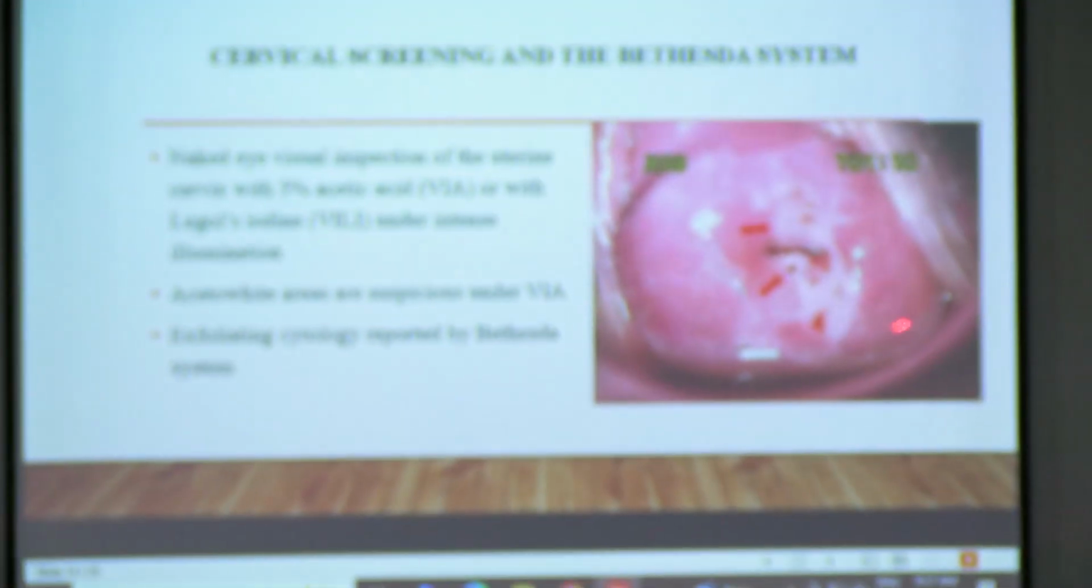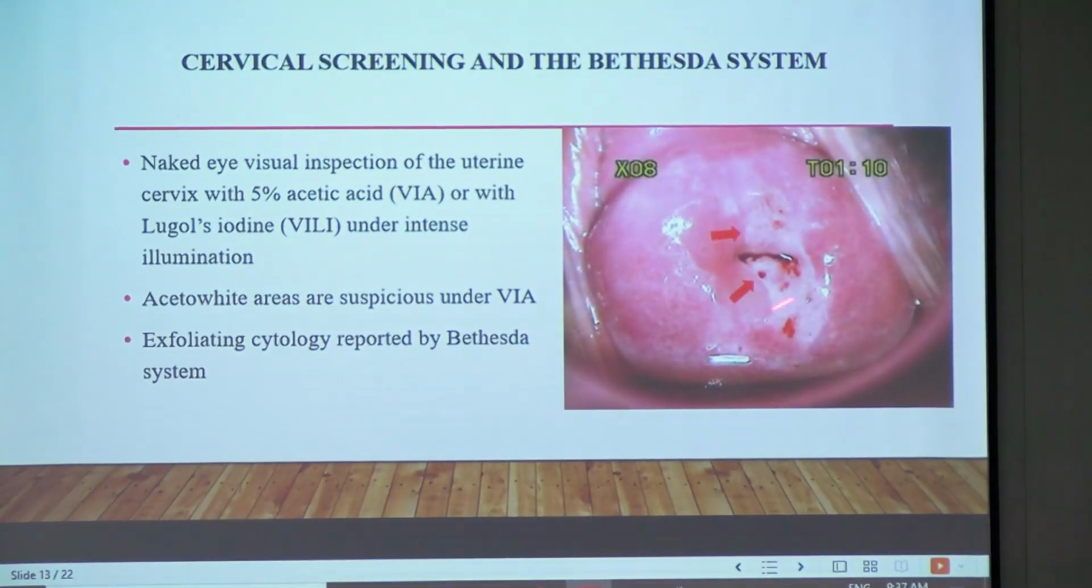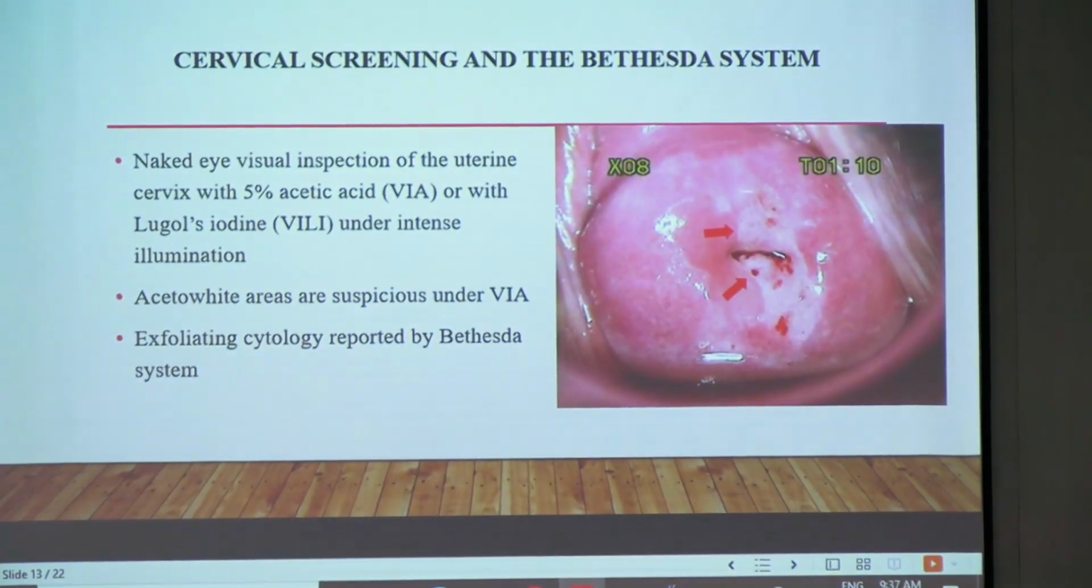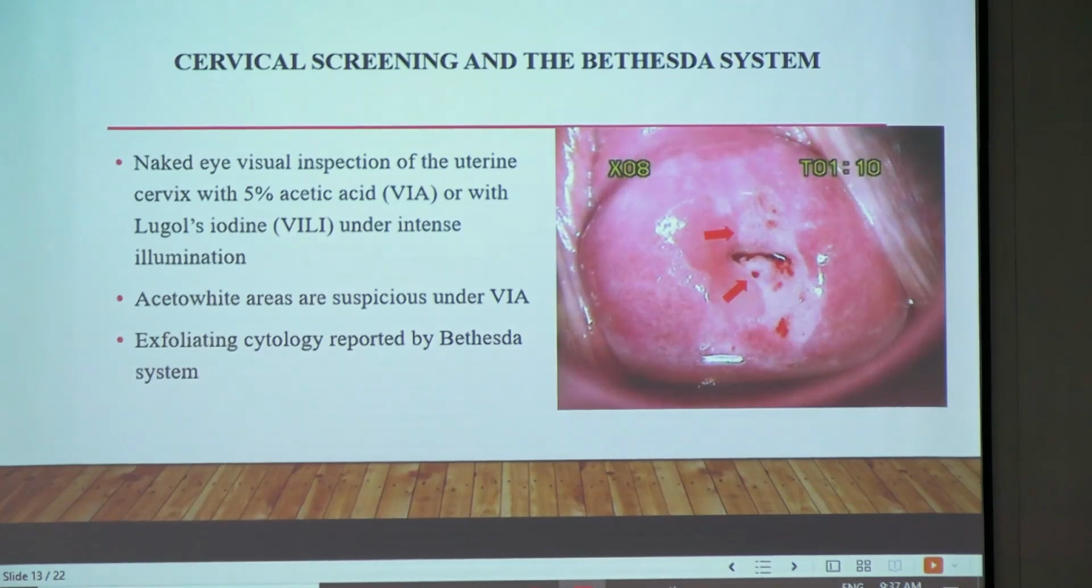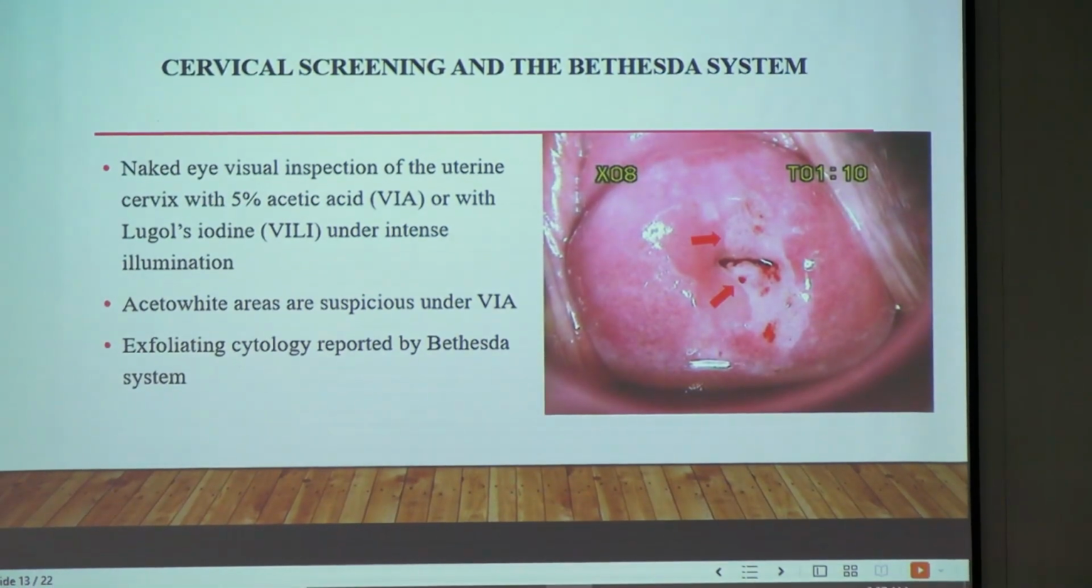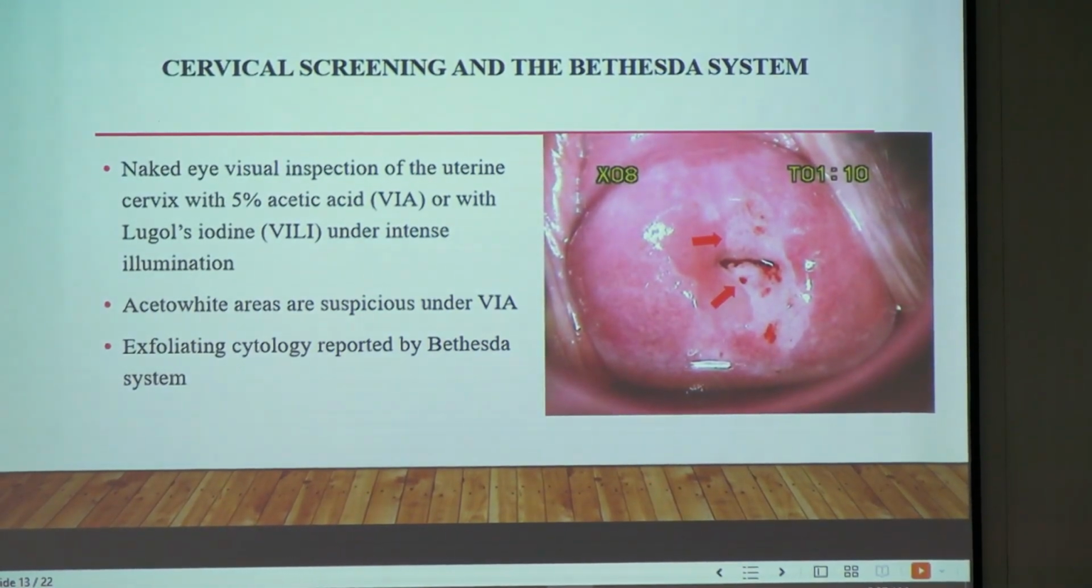If we are inspecting with acetic acid, there are some pathological areas that we see during the clinical examination. They are known as acetowhite areas. You see those areas? The pinkish area is the normal area, but these whitish areas are not normal. They are corresponding to dysplastic changes. Okay, and these are known as acetowhite areas under VIA. So if we want to do visual inspection with VIA, it will look something like this. This is known as acetowhite areas.